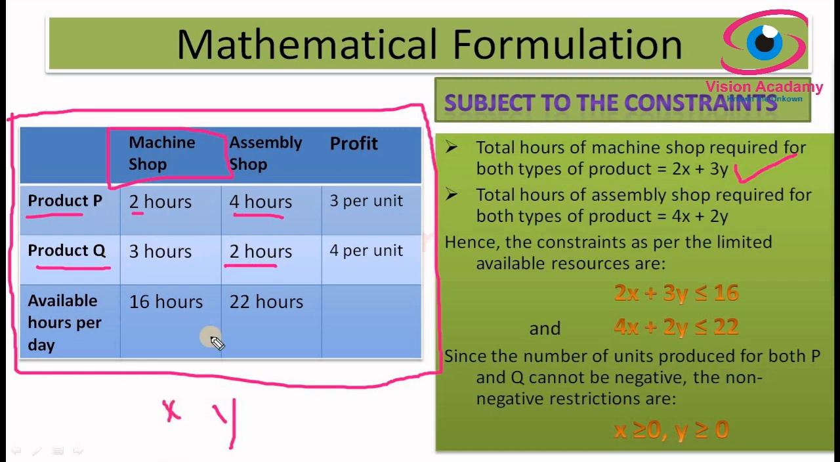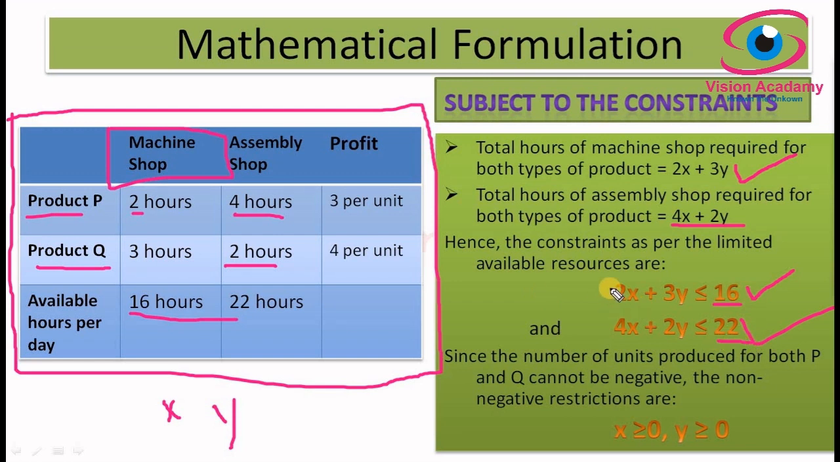4P means X, 2Q means Y, which means 4X plus 2Y. Hence the constraints as per the limited available resources are 2X plus 3Y less than or equal to 16, and 4X plus 2Y less than or equal to 22. You can ask me how we have taken 16 and 22. In the machine shop, the available hours is 16, so I have taken 16 here. In the assembly shop, 22 hours is available, so I have taken 22 hours.